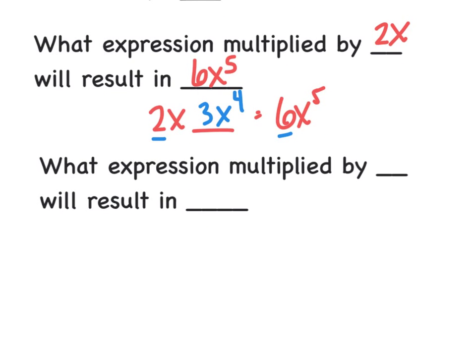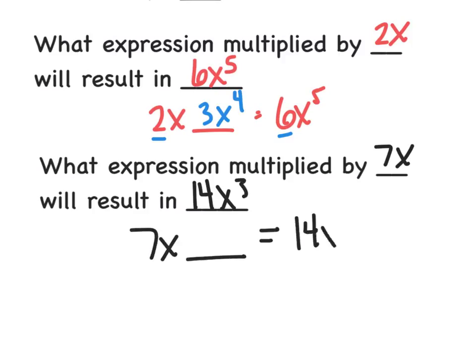One last one. What expression is multiplied by 7x to get me 14x to the 3rd? So 7x times what equals 14x to the 3rd? Hopefully you're saying 7 times 2 is 14, and x times x squared is x cubed.